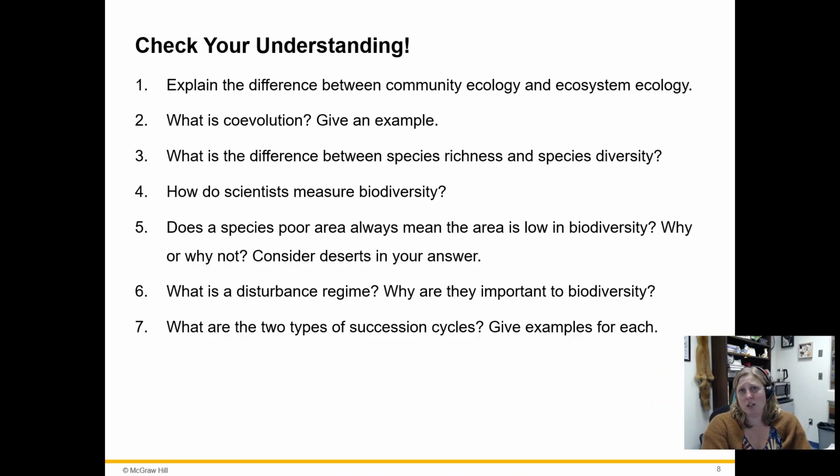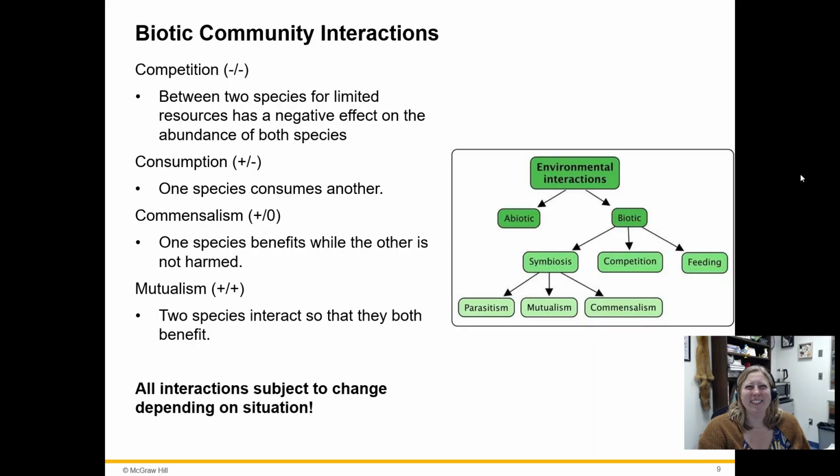Okay, so that's a little bit of background on communities and ecosystem succession and succession cycles. And now we're going to talk about biological community interactions for the rest of today's lecture. So, what is a community interaction? Predation, competition, commensalism, my husband's favorite. He loves commensalism, and mutualism.